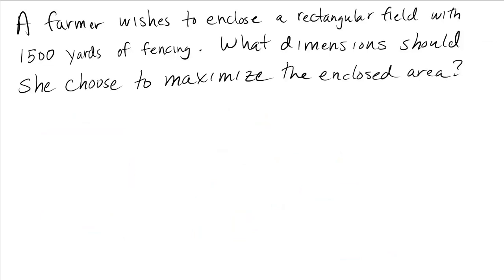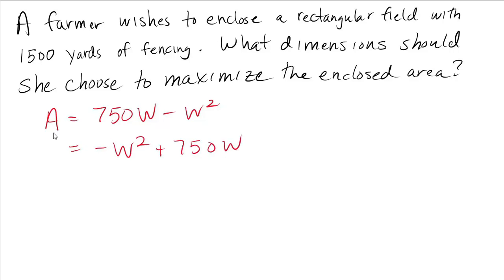We're trying to find the dimensions that should be chosen in order to maximize the enclosed area. Well, the area function was quadratic, 750w minus w squared. Let me rewrite this so that the quadratic term is first. That's the negation of w squared plus 750w. This is a quadratic function where the input is one of the dimensions of the enclosed region, and the output is the area of that region. Well, we know that the graph of this quadratic function will be a parabola which opens downward. And the input that will maximize the enclosed area is the first coordinate of the vertex.